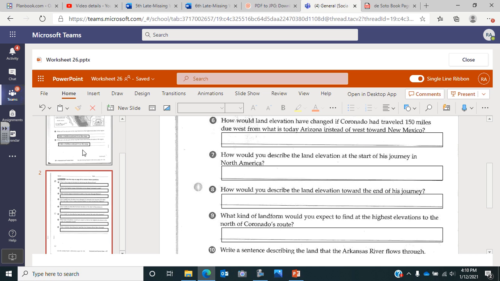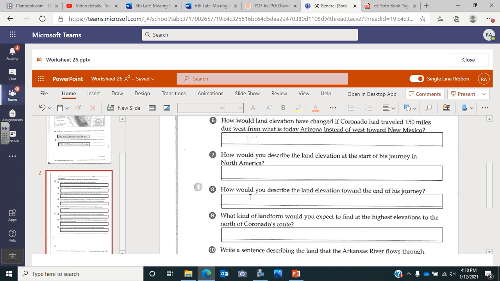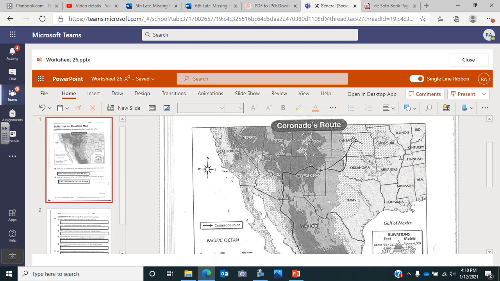The number 7 asks, how would you describe the land elevation at the start of his journey in North America? So you're looking here, and tell me what the land elevation was like at the start of his journey. And then number 8, how would you describe the land elevation at the end of his journey? So here's the start of his journey, and then how would you describe it at the end of his journey?